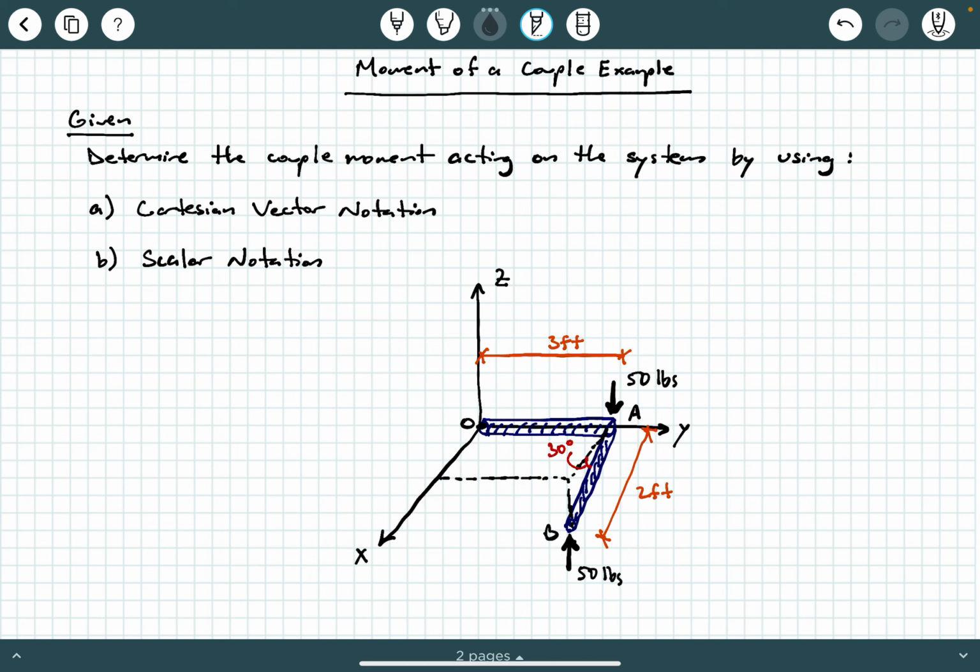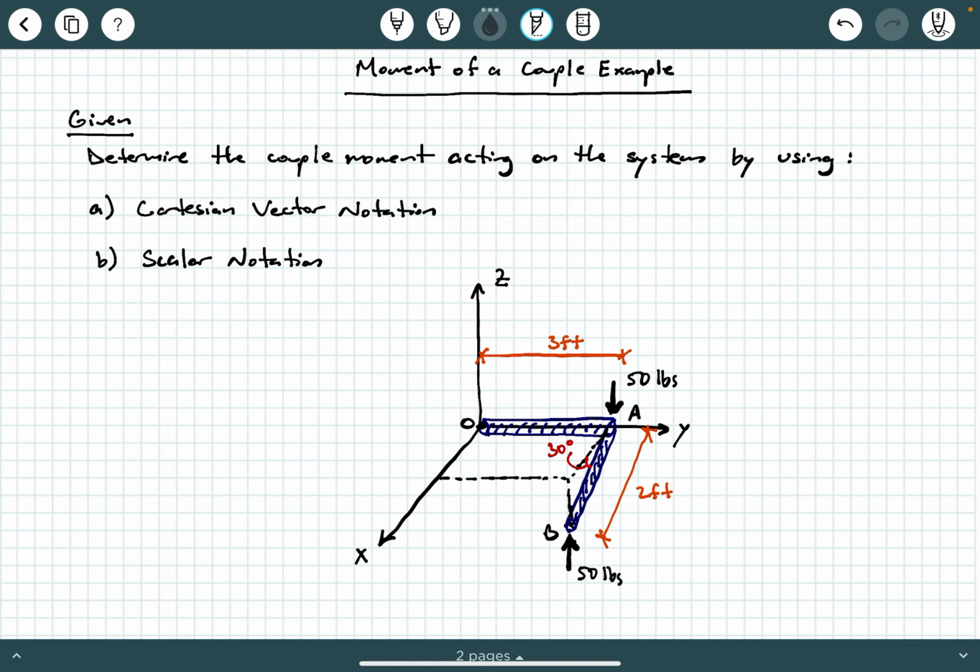So how do we go about this? Well, if you remember, a couple moment is a moment that's caused by two forces that have the same magnitude, but they're acting in opposite directions. And that's what we have here. Point A has 50 pounds acting downwards, and point B has 50 pounds acting upwards. So these are two parallel forces acting in opposite directions, but they have the same magnitude.